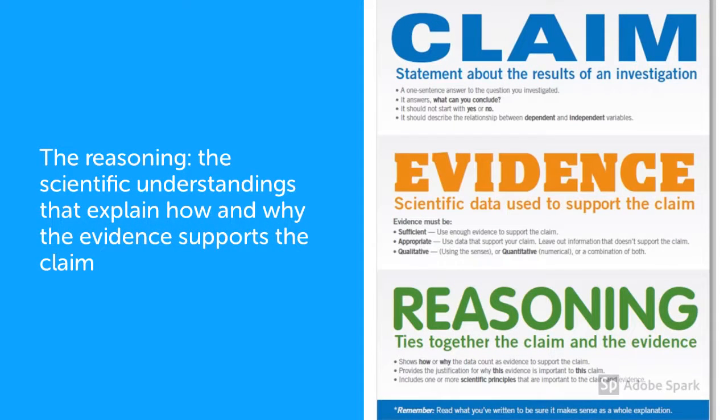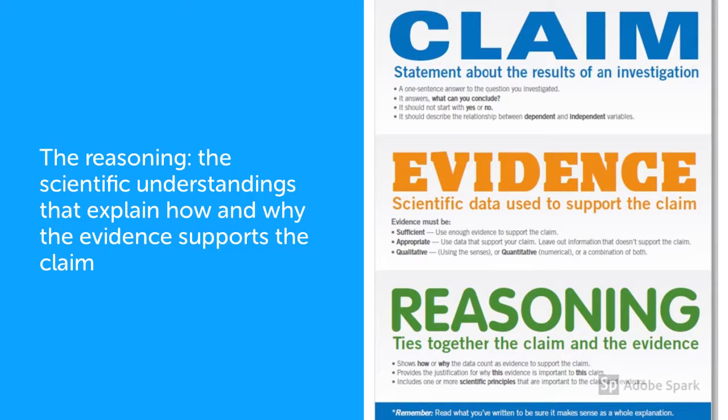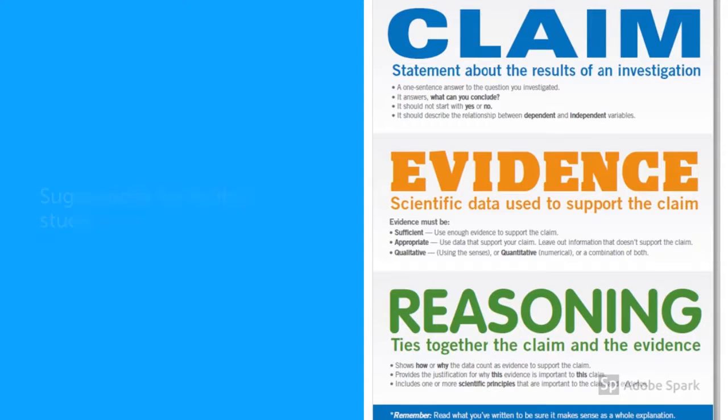In the final portion of the writing, the reasoning is used to connect the scientific understandings that explain how and why the evidence supports the claim. Students will use their flowchart that they have constructed and explain how they analytically decided what the identity of their unknown mixture was. It could have one component or more than one component to be explained.